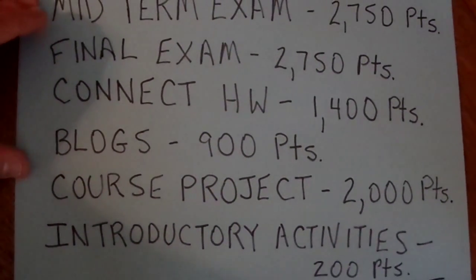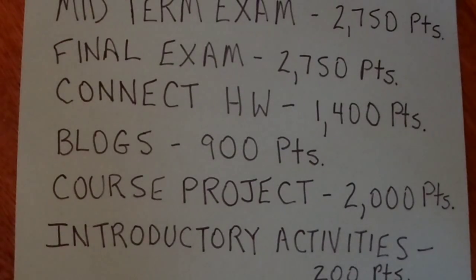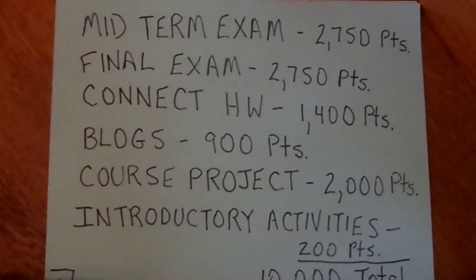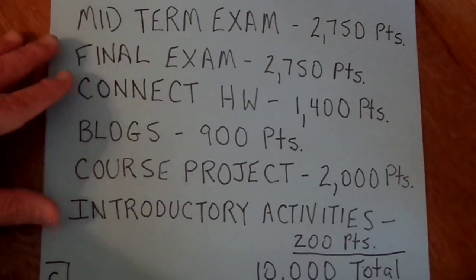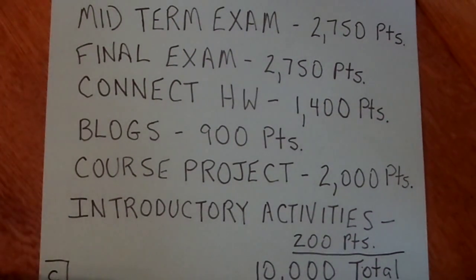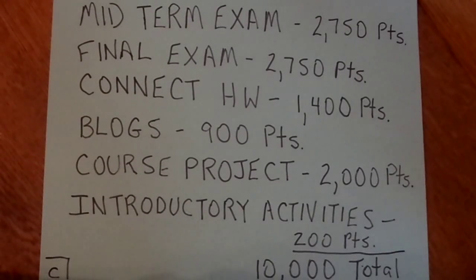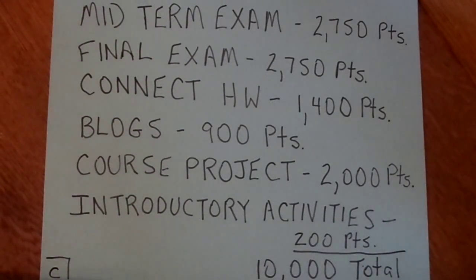Here's how the activities in the class are weighted. So we have several activities during this semester. The midterm exam is weighted 2,750 points. The final exam, also 2,750 points. Connect homework, 1,400 in total.